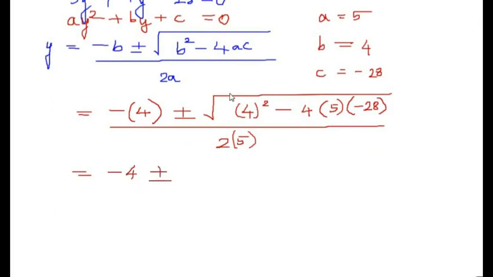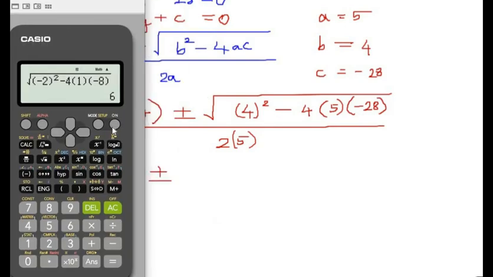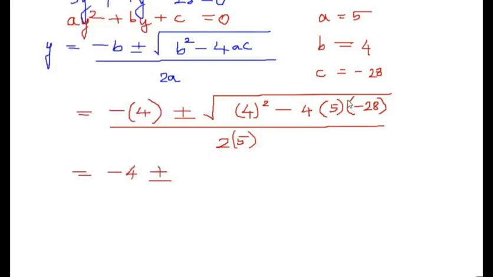Let us check what is the value of the square root which we get. Let us use a calculator. So here we have the square root of 4 squared minus 4 times 5 times negative 28. We get the value of this as 24. So in the square root place we have got the value 24. Let us write it down: the whole thing divided by 2 times 5, which is 10. So this is what we got for y.